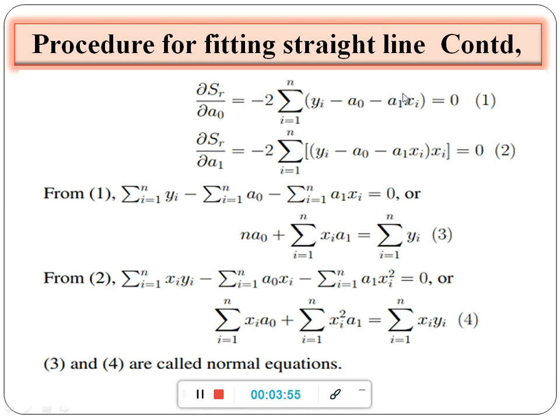Now simplify these two equations. From the first equation, after applying summation, we get this equation. Similarly, from the second equation, we get this equation. Equations 3 and 4 are called the normal equations to find a0 and a1. If we solve these two equations, we can easily find a0 and a1, and then we can fit the straight line. This is the actual procedure for straight line fitting.